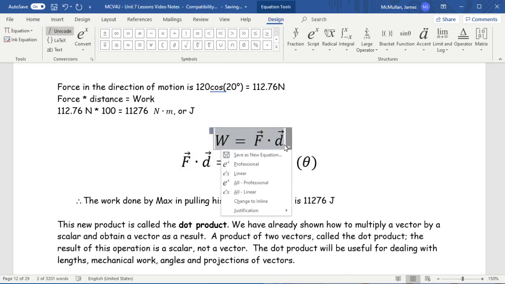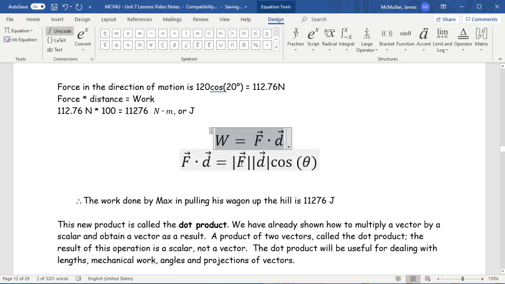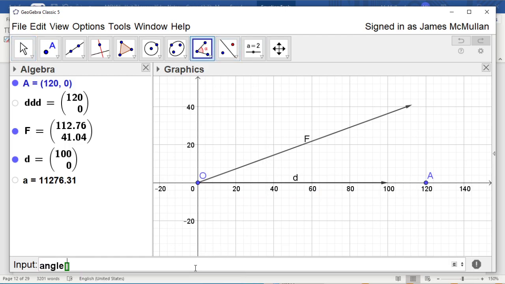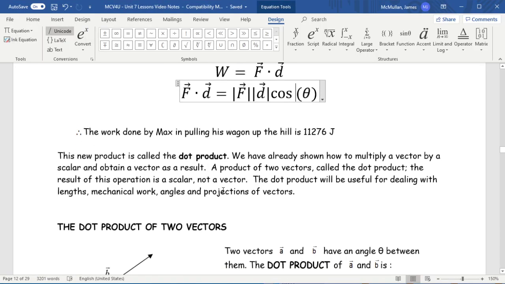The dot product of two vectors is the magnitude of one times the magnitude of the other times the cosine of the angle in between the vectors. Remember, the angle in between the vectors is always given as though the two vectors started from the same place, right? So when I say theta, I specifically mean that angle, okay?